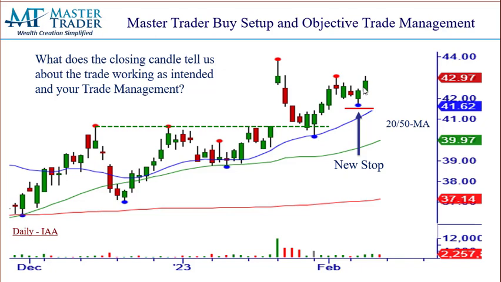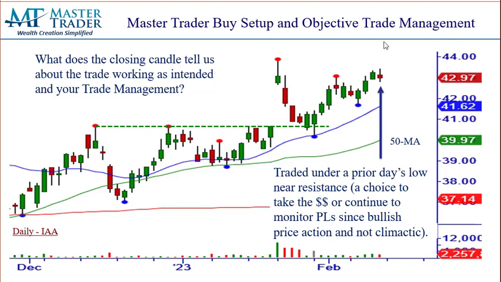Now I have a beautiful higher high, higher low bar, closing breakout. That is my new stop. Here's the next bar. Higher high, higher low. Looks fantastic. This trade is working as intended. Now it's trading under a prior bar's low. Momentum slowed. Didn't make a big new high.